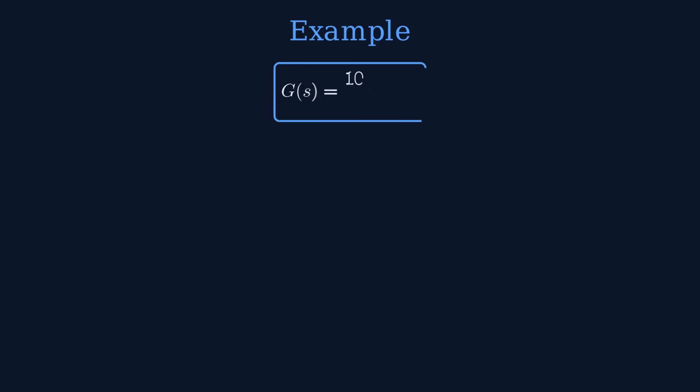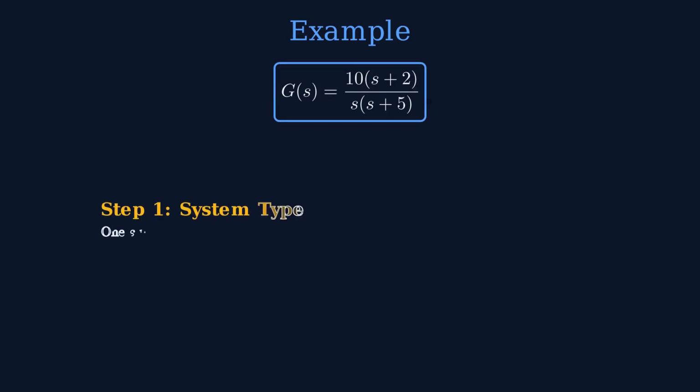Let us work an example. Given G(s) = 10(s + 2) / (s(s + 5)). First, identify the system type. There is one s in the denominator, so this is a type 1 system. Kp, the limit as s goes to 0 of G(s). The s cancels, giving 10 times 2 over 5, which is 4.